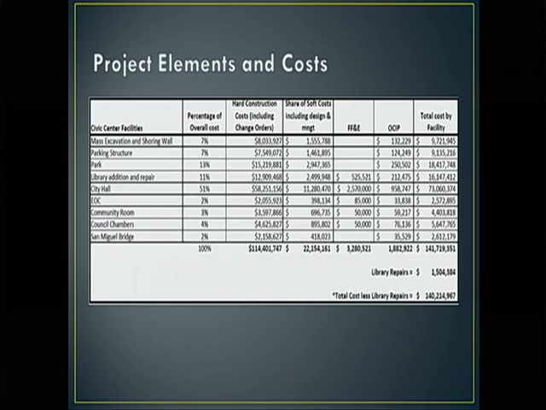Of course, then we have FF&E for the library and the city hall, and that's broken up into the various city hall components. And then we had an owner-controlled insurance program, and so there was a cost for that. That was also factored into the project, and you can see the costs by facility there on the right side, and the total of 141.7, and of course deducting the library repairs, we're down to 140.2.